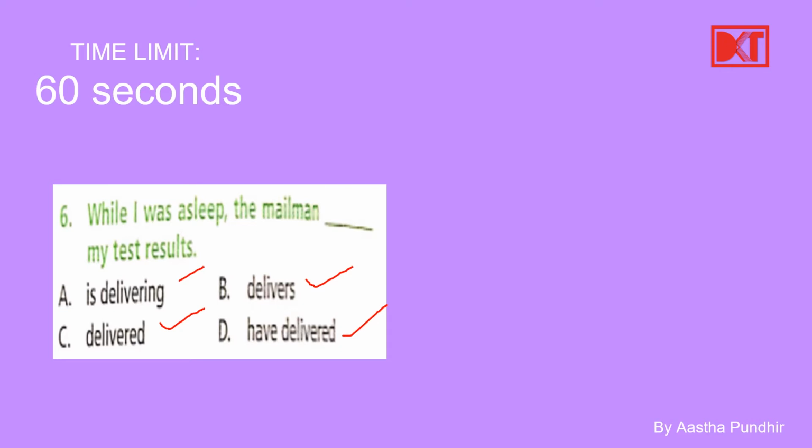So here the correct answer is C. While I was asleep, the mailman delivered. That while I was sleeping, the mailman delivered my test results. So it is a past action that has been completed. All right, correct answer is C. The rest of them is present continuous. B is simple present. Have delivered is again present perfect. Correct answer is C, delivered.